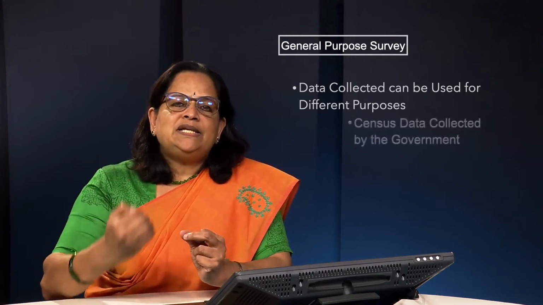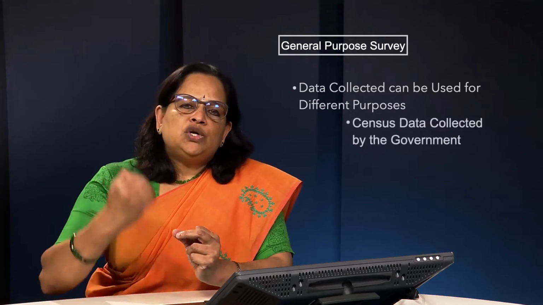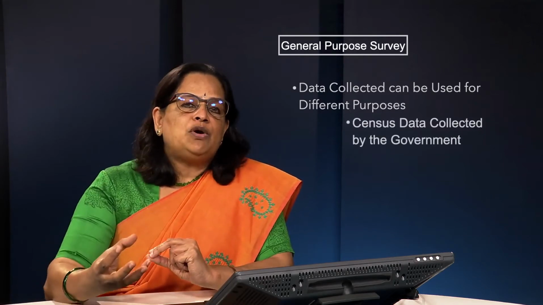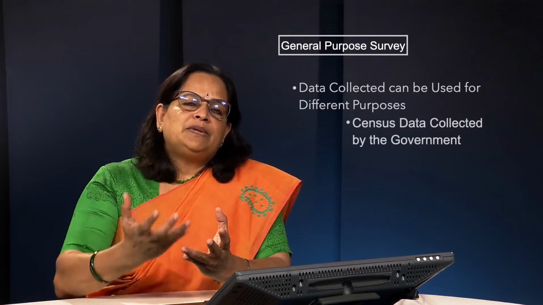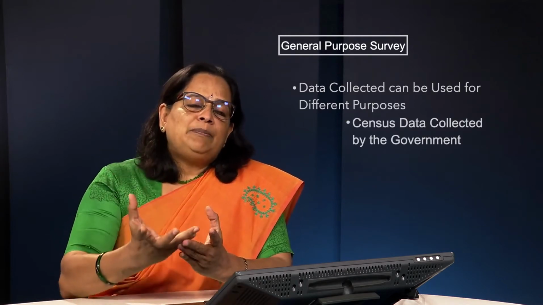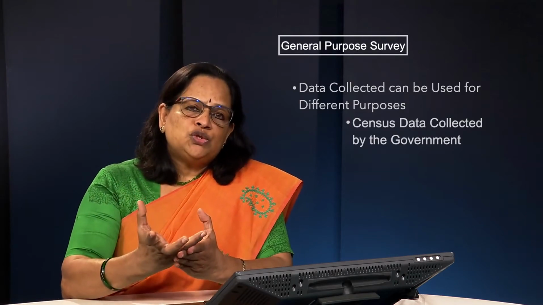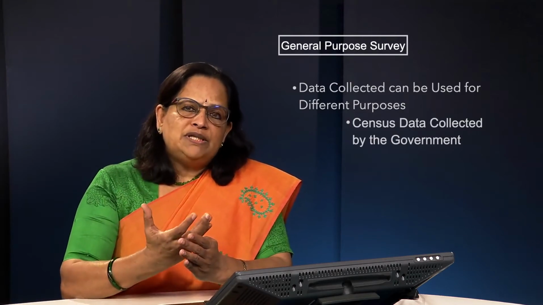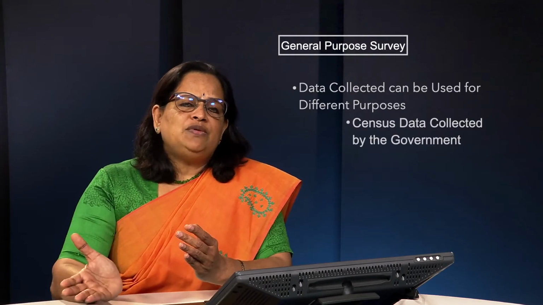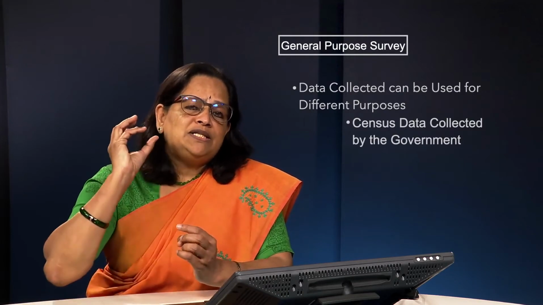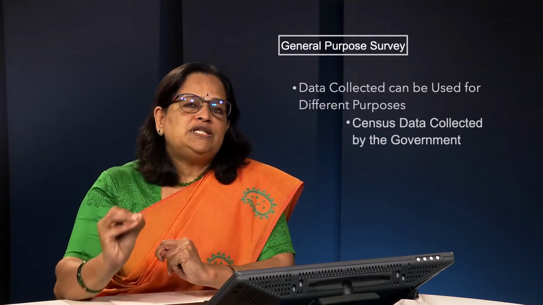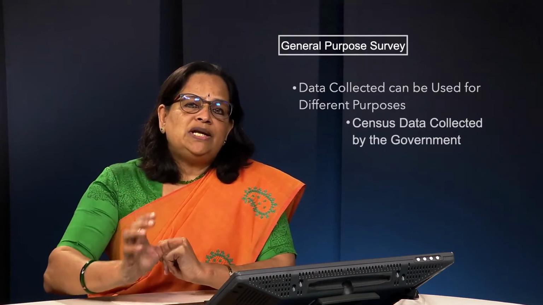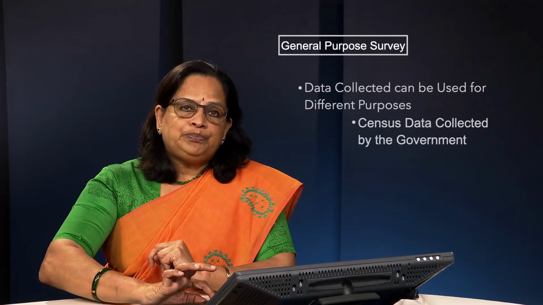Similarly, the census data collected by the government. This also we are using for different policy decisions. We will get the details about household income, number of members in the family, the pension requirements, what their sources of income are. A lot of details we will collect. In the census survey, we are collecting a lot of information and that can be used by the government for different policy decisions. So then it is called a general purpose survey.